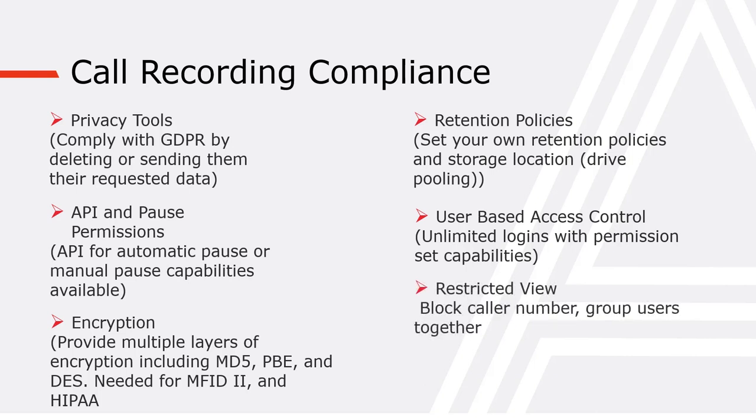And then lastly, a restricted view. If you're in Germany, Austria, or Switzerland, you're not allowed to see the customer phone number. You're not allowed to see the users. So it groups the users together and shows just kind of a select number of users, but doesn't show their extension numbers or names. Doesn't show the caller ID information, so it can be compliant with that restricted view.